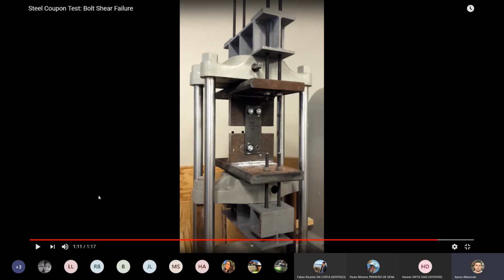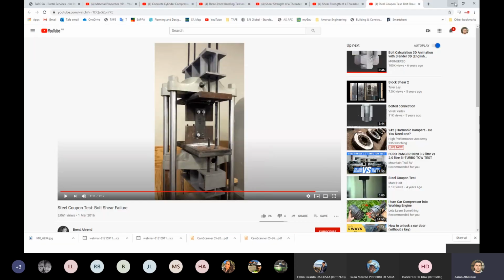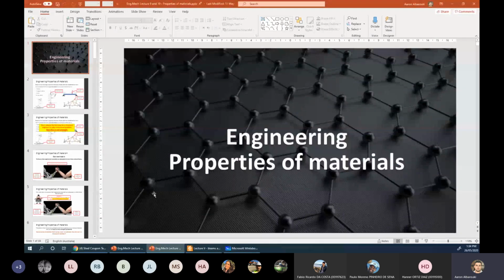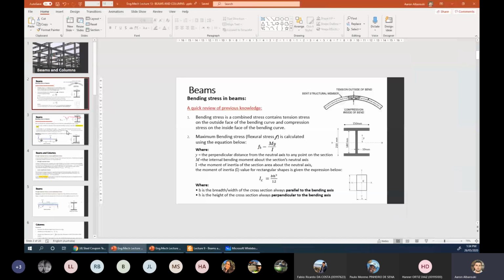Okay, so shear failure, keep in mind, is the most dangerous failure we may have on a structure, because it doesn't give you any warning, it just happens. Comparing to bending, which is more predictable. Okay, so that is enough for reviewing previous material. That will give us enough information for what we need to discuss in today's lecture.